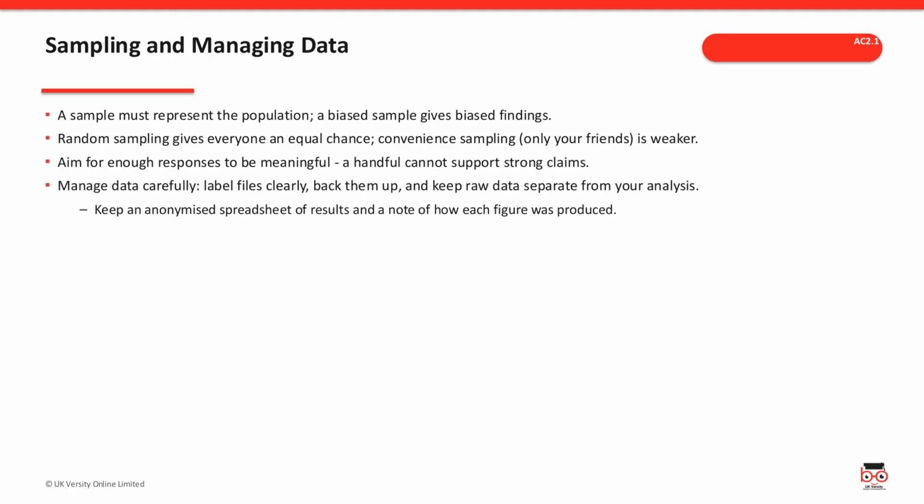A sample has to represent the population, because a biased sample simply gives you biased findings. Random sampling gives everyone an equal chance and is stronger than convenient sampling, which usually means just your friends, and you want enough responses to be meaningful. A handful won't support a strong claim.